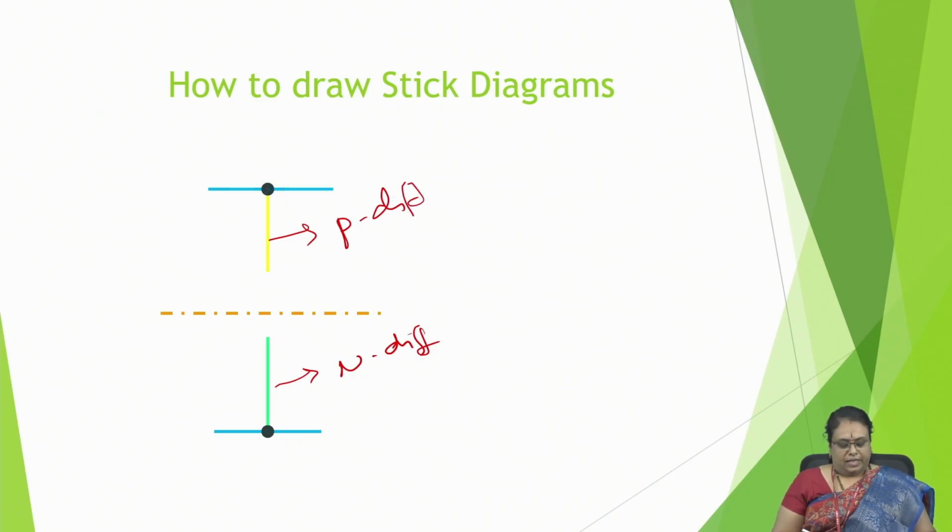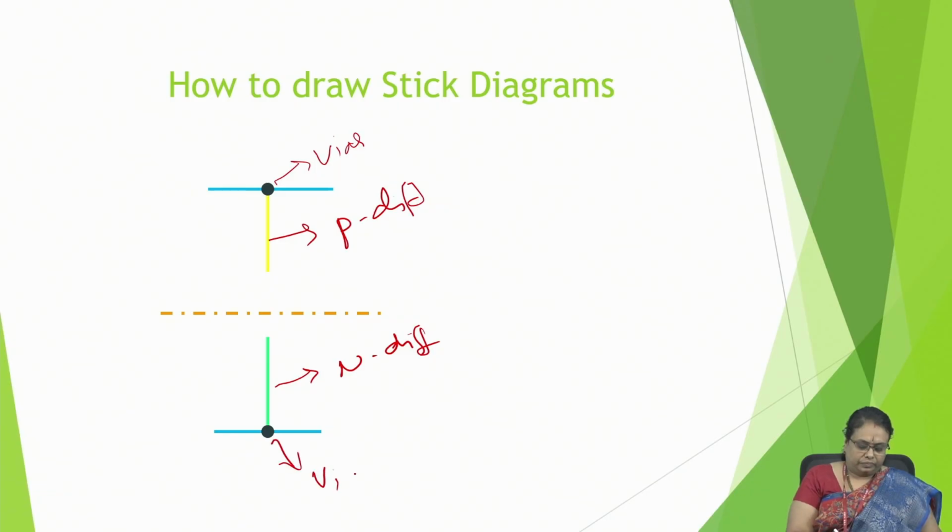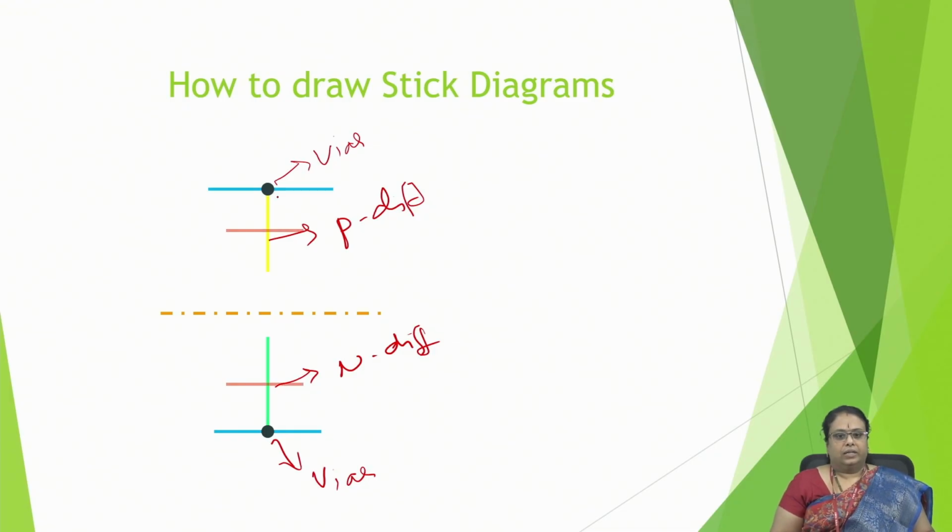Then next we put the vias here. These are called vias or connectors, which show an electrical contact. As discussed in the stick diagram rules, when two materials are touching or crossing each other, there won't be an electrical contact. If I want to make an electrical contact purposefully, I have to put a via. So this is the representation.